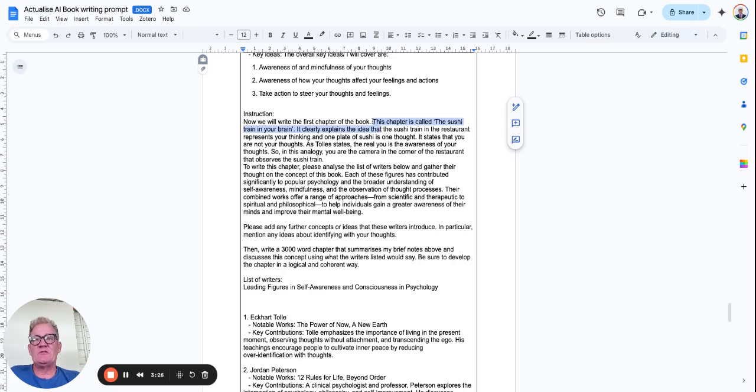This chapter is called The Sushi Train in Your Brain. It clearly explains the idea that the sushi train in the restaurant represents your thinking, and one plate of sushi is one thought, etc., etc. Now, what I did to prepare for this chapter, I've gathered ideas from various writers and thinkers over the years. I can't really reference them. I know who some of them are, Eckhart Tolle being the main one to me. He wrote The Power of Now and A New Earth.